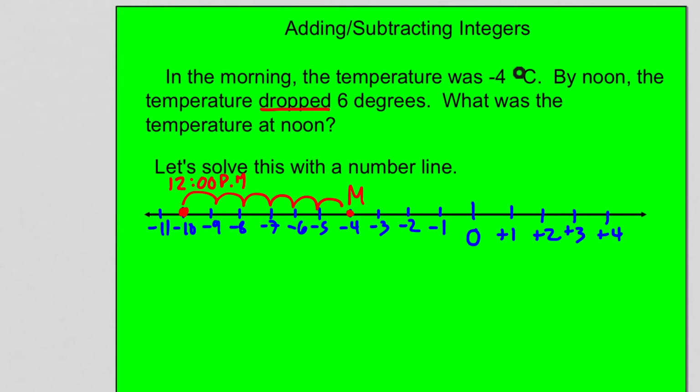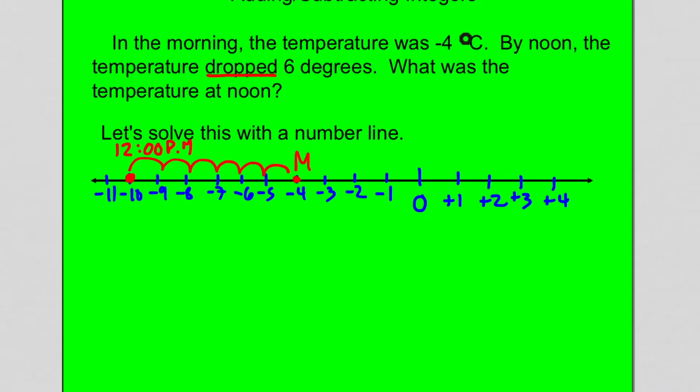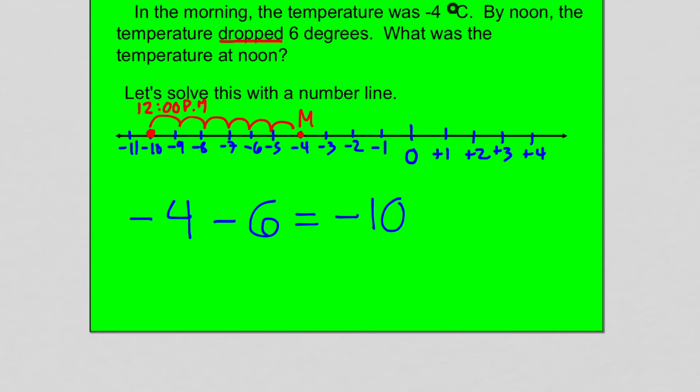It was getting colder. How could we look at this same question as an integer statement? Well, we could say we started off with -4 and the temperature dropped 6 degrees. So it ended up at -10. Now, another way we could write that, we could say -4 combined with or plus -6 equals -10. These are the kinds of integer statements we're going to be looking at over the next couple of days.